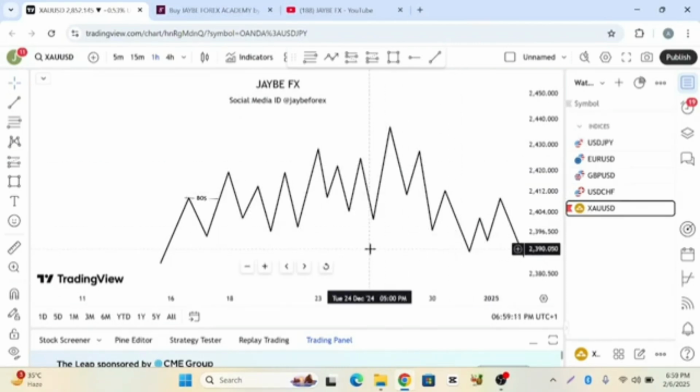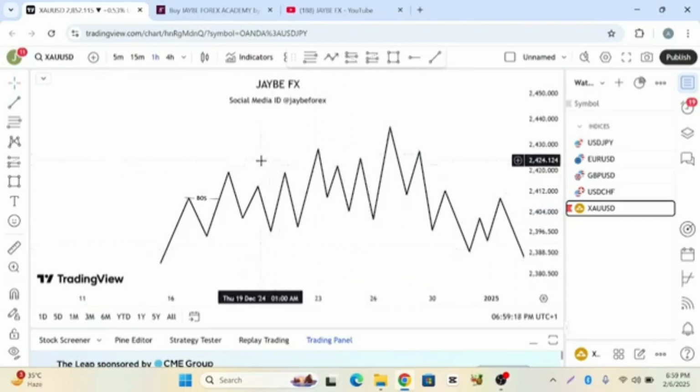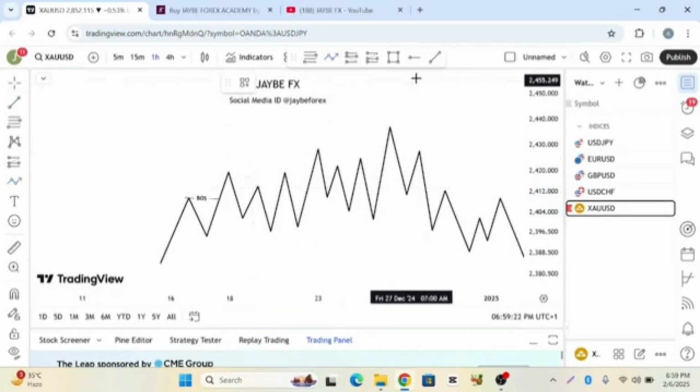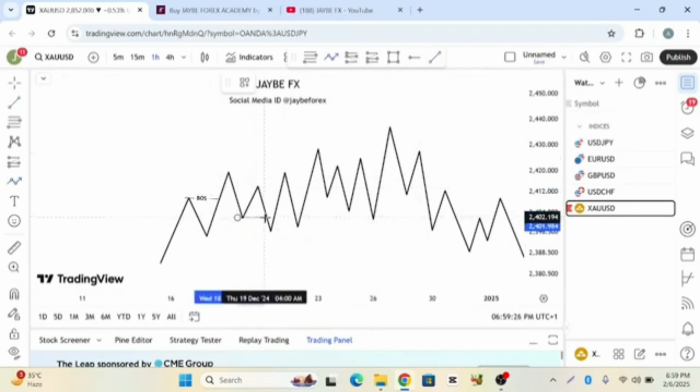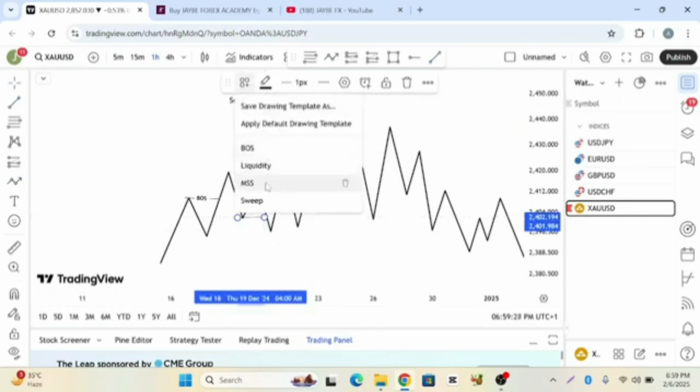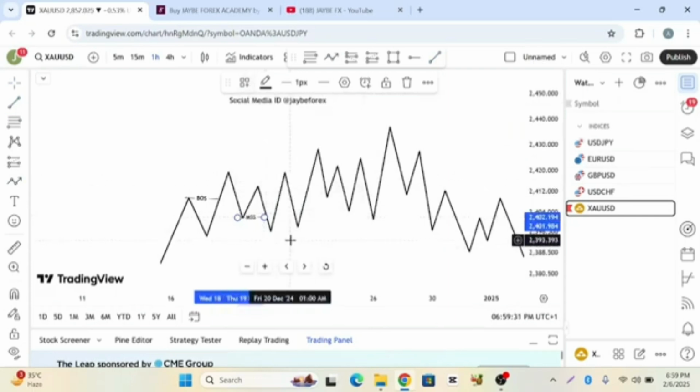Internal and external concept. Normally, what is internal? Internal means inside the range. What is external? External means outside the range. Looking at this region now, you might say this is a market structure shift, the market is going down, the trend has changed. You are wrong. This market structure shift is valid, but it is for the internal.